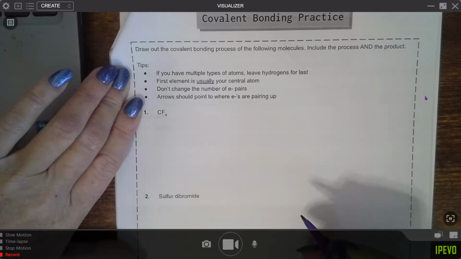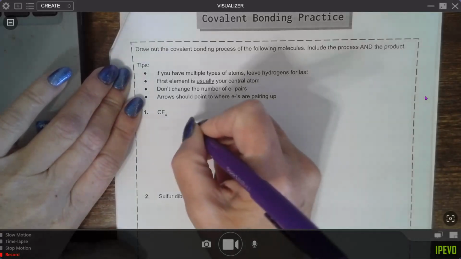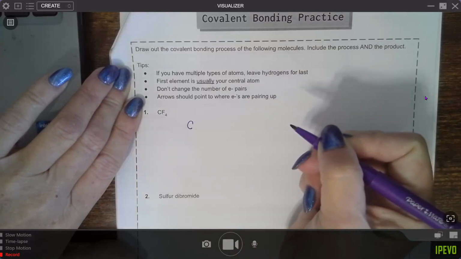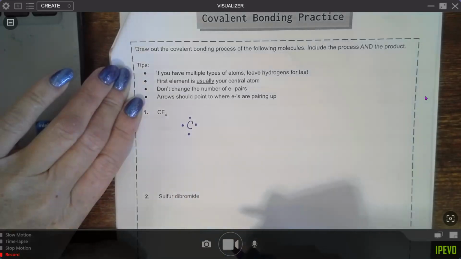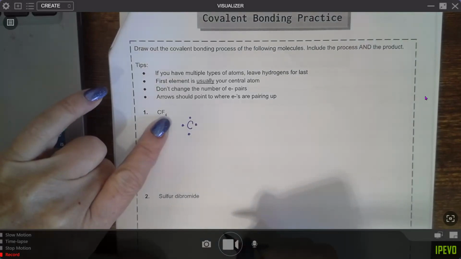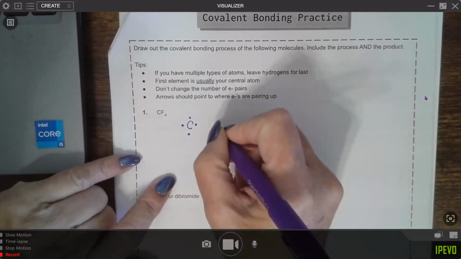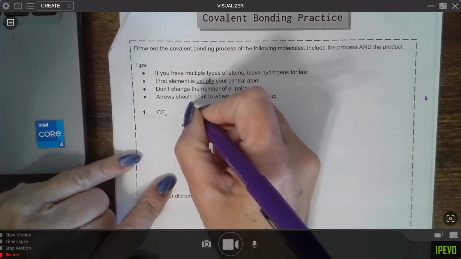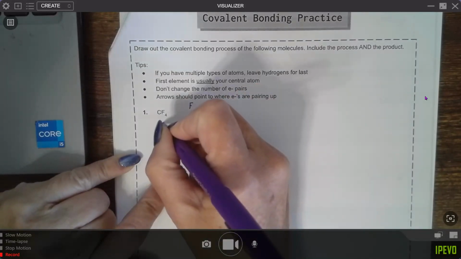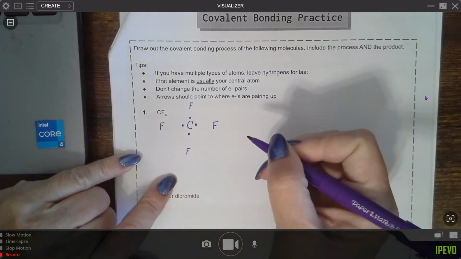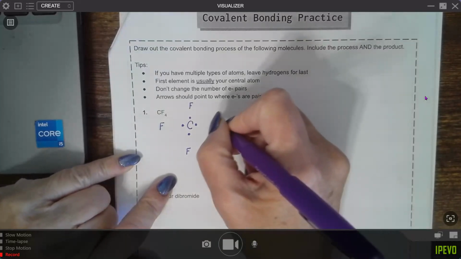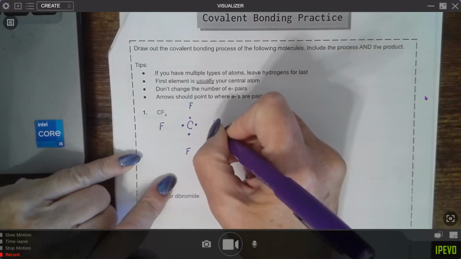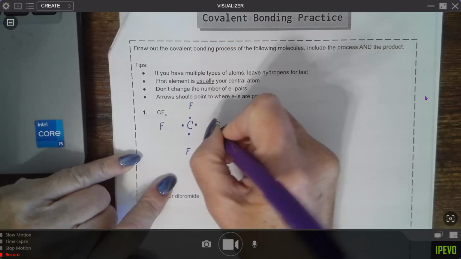Okay, so we have CF4. If I look on my periodic table, I will find that carbon has 4 valence electrons, so I would do 1, 2, 3, 4. The subscript 4 tells me I have 4 fluorines, so I'm going to put 1 fluorine on each side of my carbon. Fluorine is in group 17, so it has 7 valence electrons. I'm going to go 1, 2, 3, 4, 5, 6, 7.